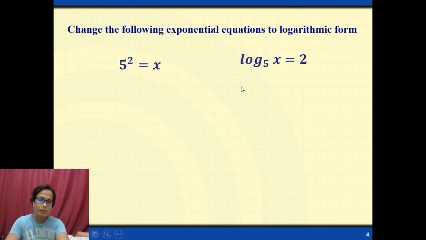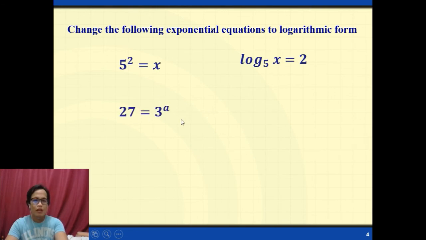Look at their places. The base is the base of the log, this is our power, and this is our exponent. Okay? So, when we write 5 squared equals x to logarithmic form, we can also write it as log of x base 5 equals 2. The reading is log of x base 5 equals 2. That's it. Next example.